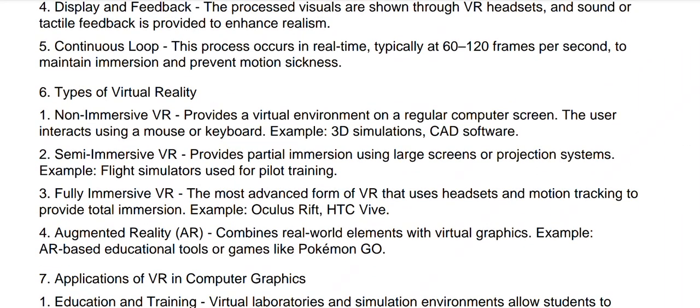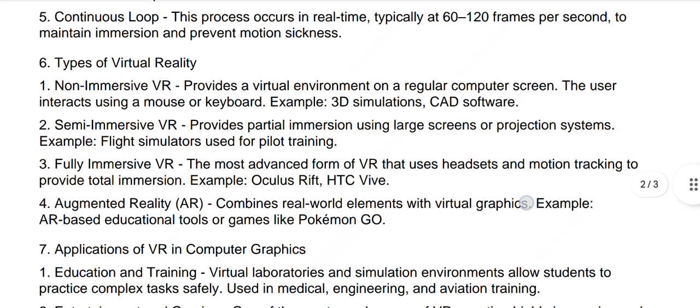Types of virtual reality. Non-immersive VR provides a virtual environment on a regular computer screen. The user interacts using a mouse or keyboard. Examples: 3D simulation and CAD software. Semi-immersive VR provides partial immersion using large screens or projection systems. Example: flight simulators used for pilot training.